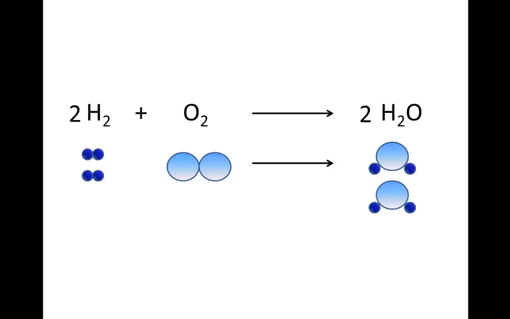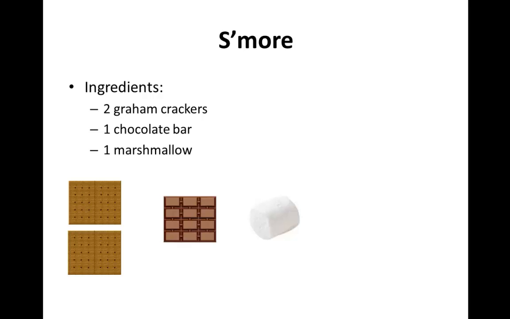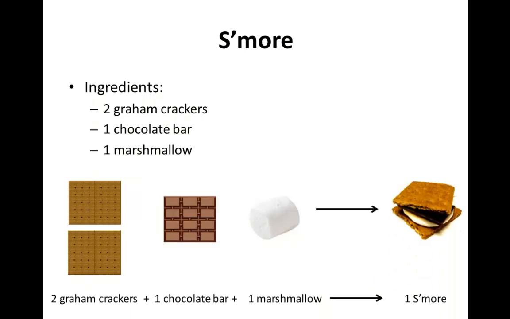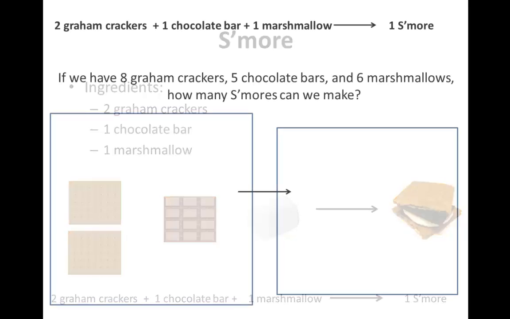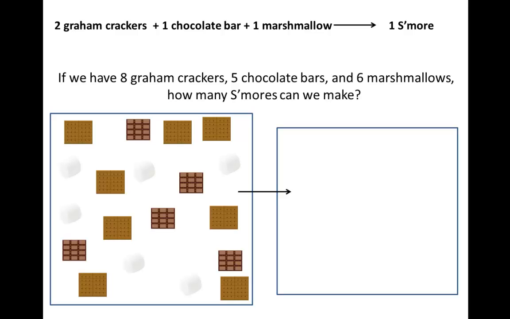To better understand this concept, let's use the analogy of making s'mores. To make a s'more, one must have 2 graham crackers, 1 chocolate bar, and 1 marshmallow. A balanced equation for making a s'more would be 2 graham crackers plus 1 chocolate bar plus 1 marshmallow makes 1 s'more. If we have 8 graham crackers, 5 chocolate bars, and 6 marshmallows, how many s'mores can we make? Take a moment to pause the tutorial to try to answer this question.